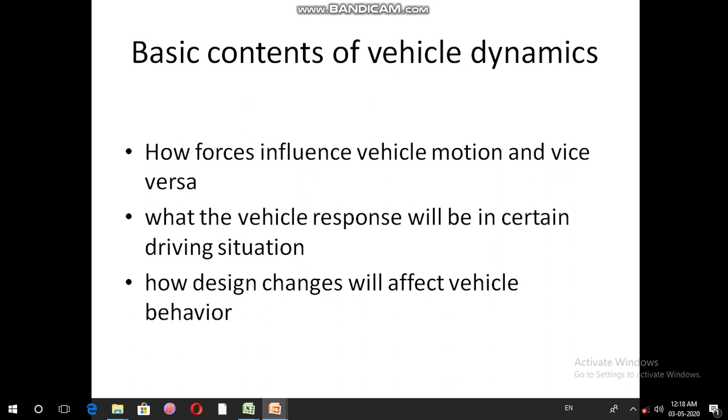Second one is what the vehicle response will be in certain driving situations. The vehicle acts as a lumped mass. We can create a free body diagram. Every force disturbs the vehicle, and the vehicle can react mechanically. Then, how design will affect vehicle behavior.